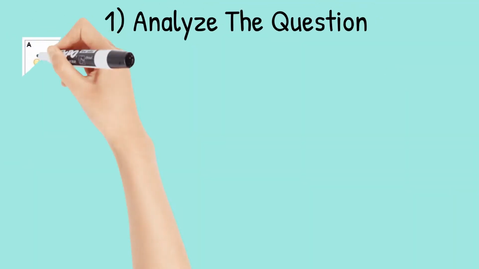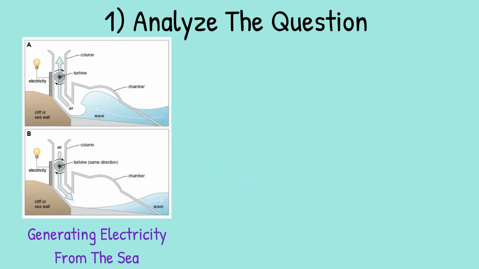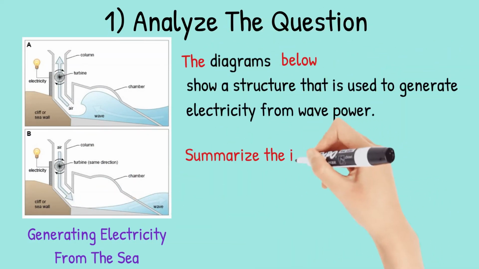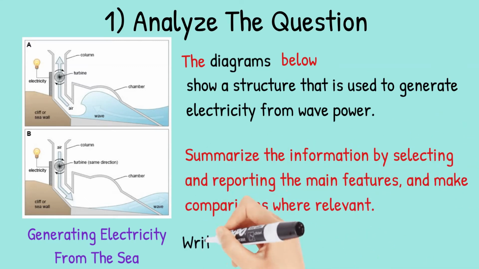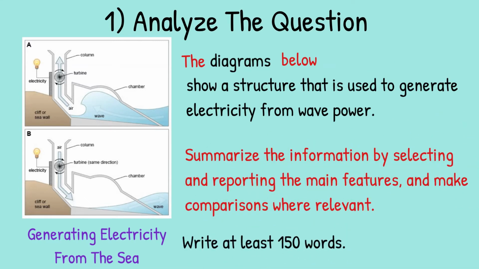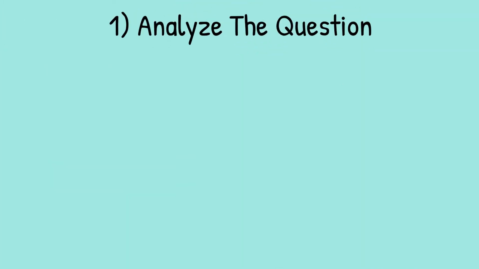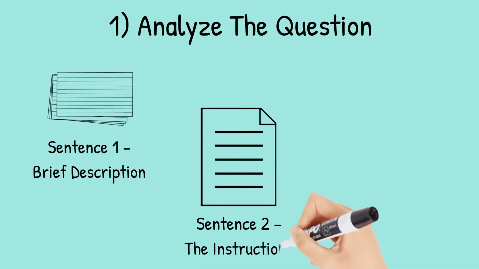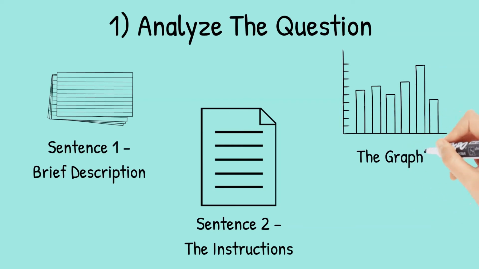Now let's understand the first step, that is analyze the question. The format of every academic task 1 question is the same with the instruction sentence identical for every question. Here is a practice question again with the repetitive words highlighted. Every question consists of sentence 1, a brief description of the graphic, sentence 2, the instructions, and the graphic itself, which could be a diagram, chart, graph, or table.